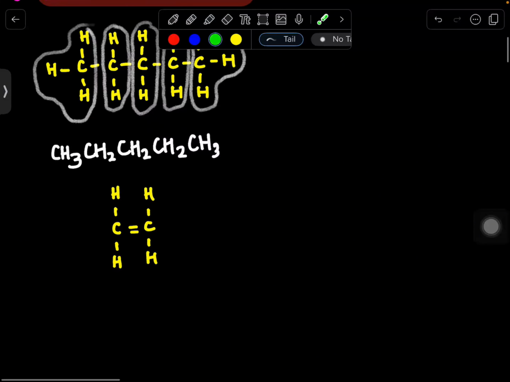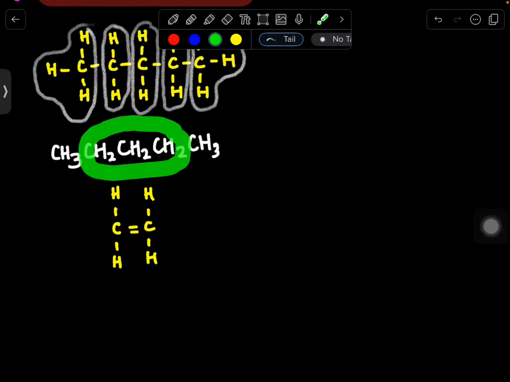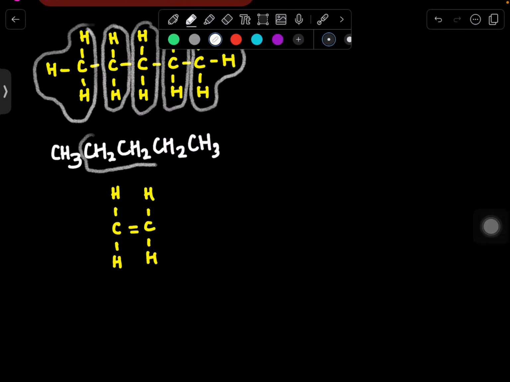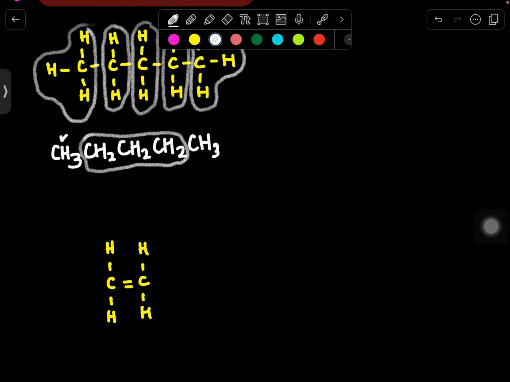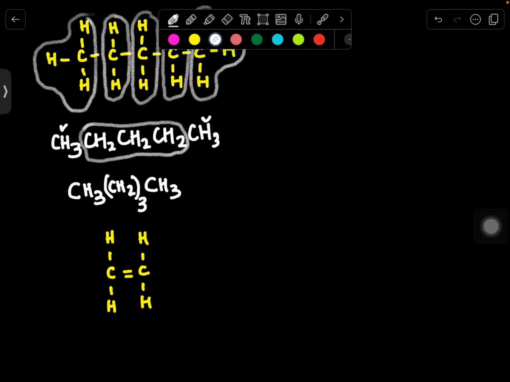What I can do is group these repeats into one bracket. So you see CH2, CH2, CH2. These are repeated, so I can write these CH3s on the sides like this. I can write the CH2 in the middle, and there's 3 repeats, so I'll write a little 3 as the subscript. So this 3 means that there's 3 CH2 groups in the middle. Is that clear?